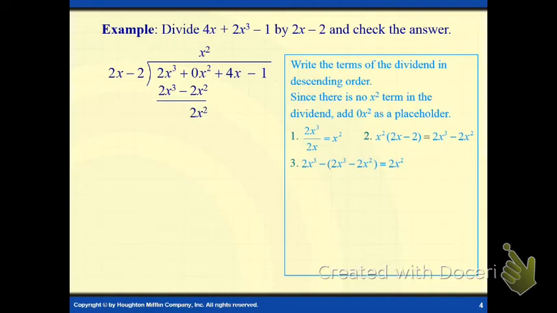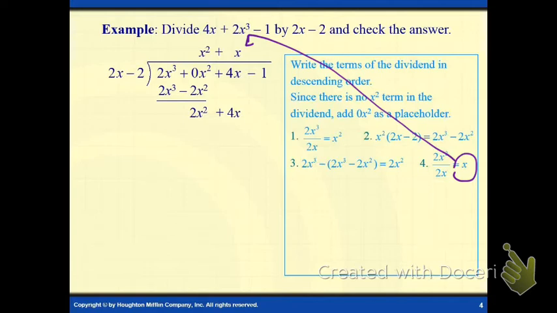Again, ignore that step because we're doing this over on the other side. What did you get? You got x. Yes, so the 2x squared divided by the 2x is x. That is correct. So put that above the x term.